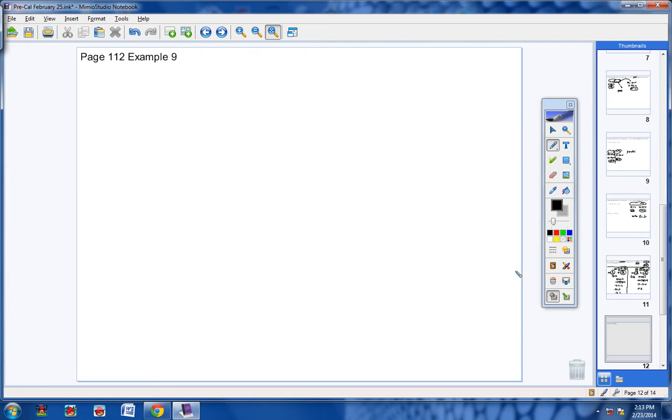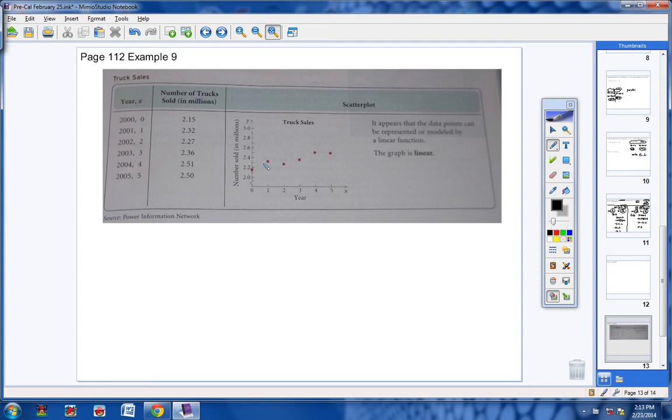The problem then says, predict the number of trucks that will be sold in 2010. Okay? Now, what I did is I went ahead and put the previous page up here for you. If you'll turn back in your books to page 111, you'll see the previous model they're talking about. And that top chart says number of trucks sold in millions. Okay? So the year 2000 refers to the number 0. The year 2001 refers to the number 1. The year 2002 refers to the number 2. In other words, let me put this in really simple English for you.